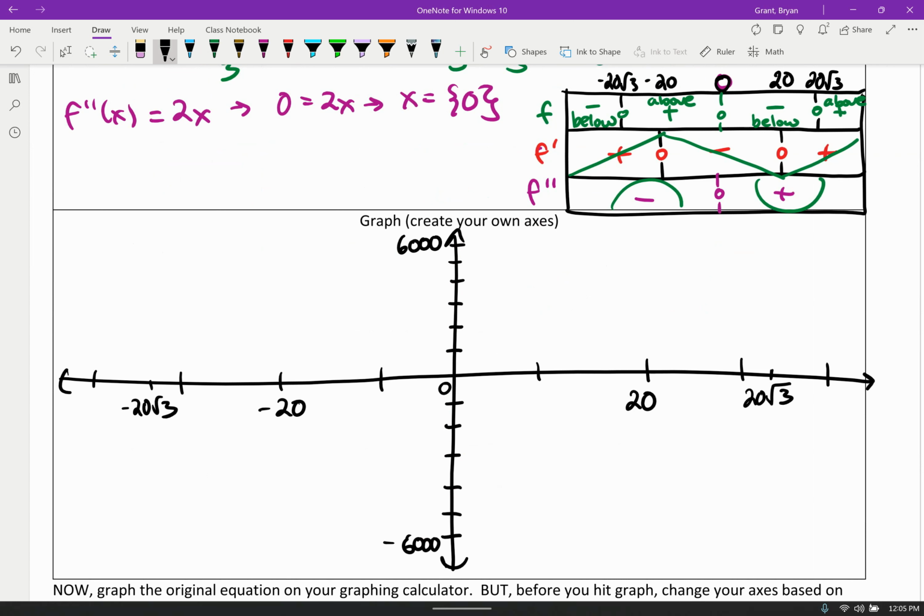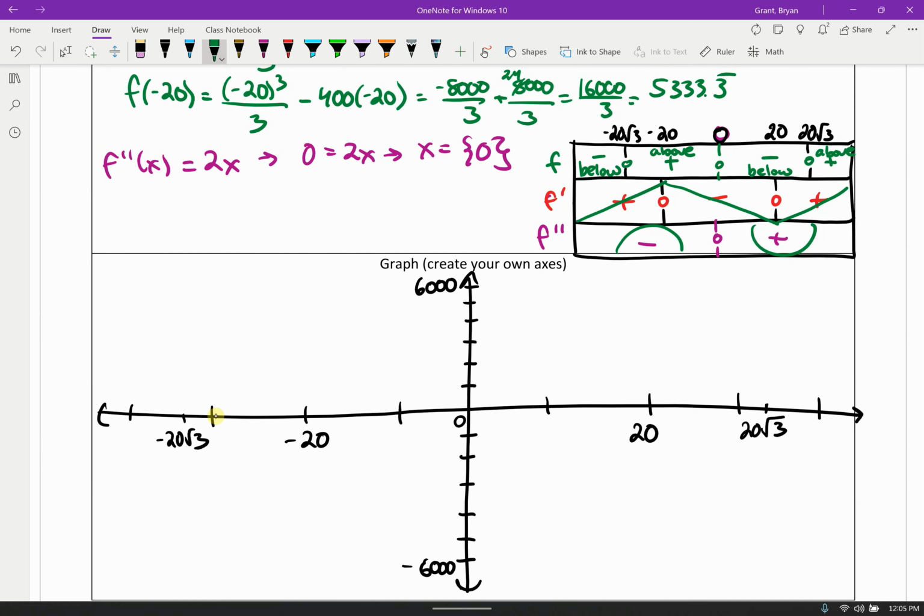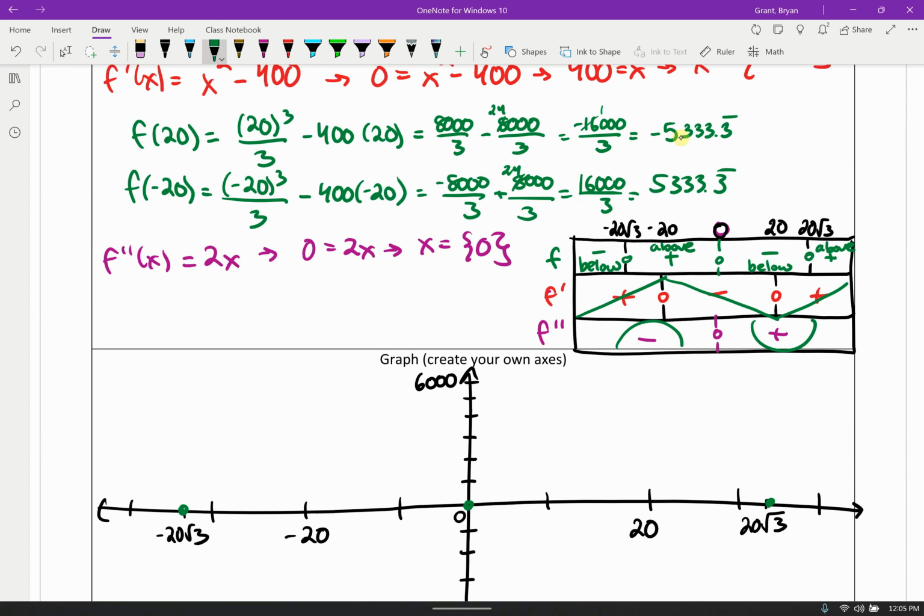Okay, and let's put some points on there. So we already know a few things. We know zeros. We found these. Our 20 root 3 was a 0. Good. 0 was a 0. And then we also went through and found those values of f of 20 and f of negative 20 to find our absolute extrema. That's like the candidates test. So negative 20 was at positive 5,000 something.